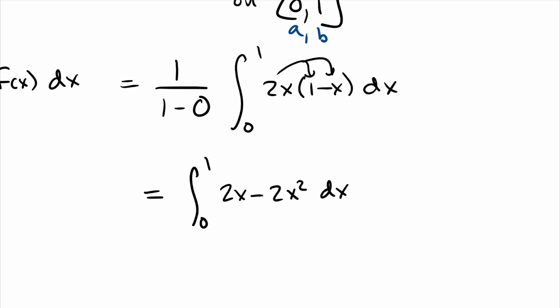Let's go get this thing. That's going to be equal to our average value. So let's take our antiderivative. The antiderivative of 2x is just x squared. The antiderivative of negative 2x squared is negative 2/3 x cubed. Notice I am not explaining my steps, because we should know how to do this. So now we're ready to go.